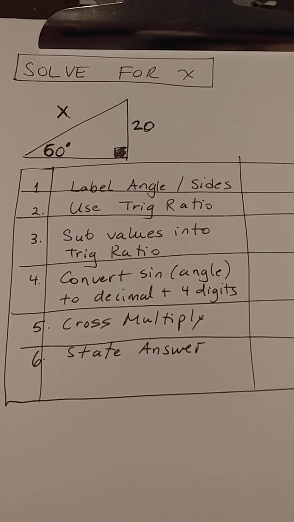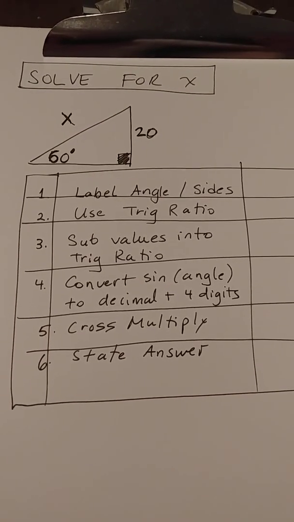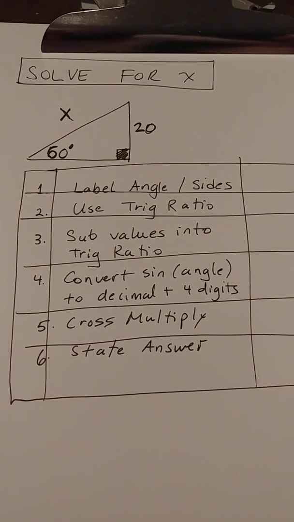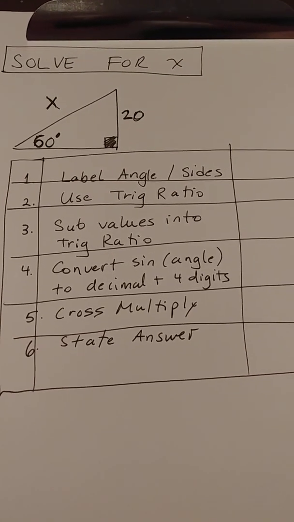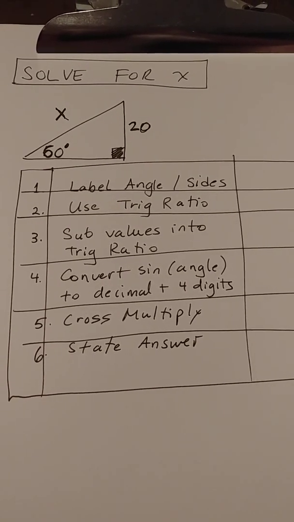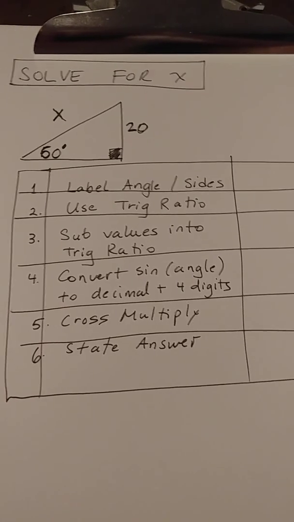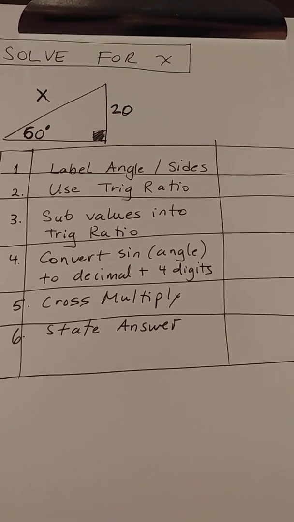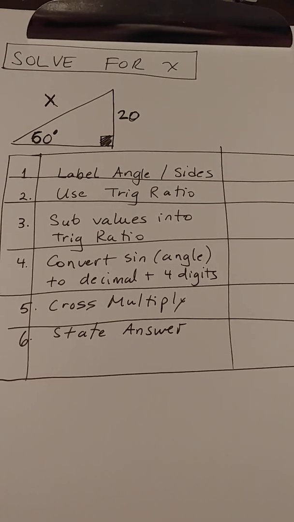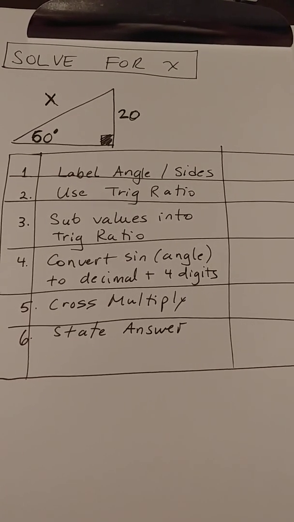Welcome to the second example in terms of how to use trig ratios to solve for an unknown side length. In the given triangle, which is right-angled, we are told that the angle is 60 degrees. We have a length of x and another length of 20. To determine which trig ratio to use, we first have to label the angle and sides.